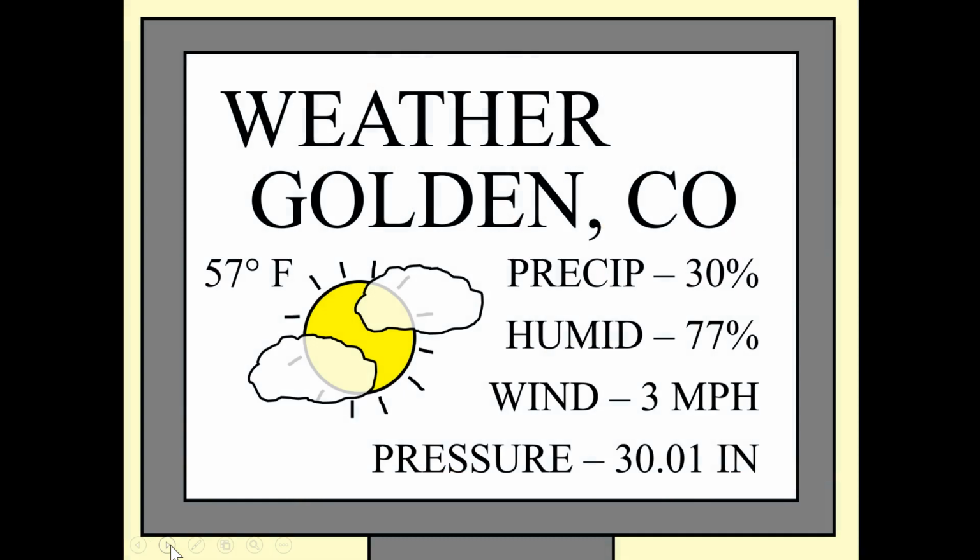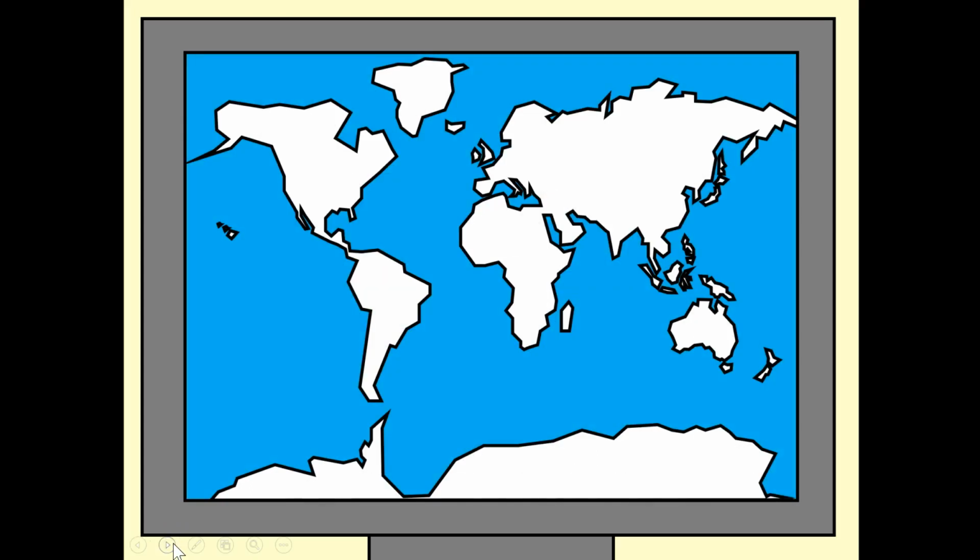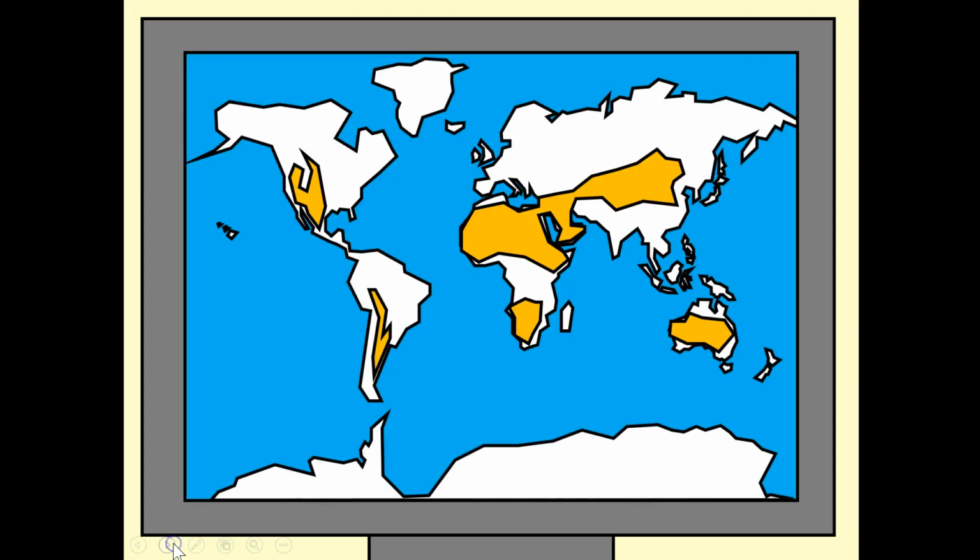You can see the weather on the news. It will often include information about current conditions like precipitation, humidity, wind or air pressure, and the temperature, and whether it's cloudy or sunny. Climate, on the other hand, we usually think of a larger region.